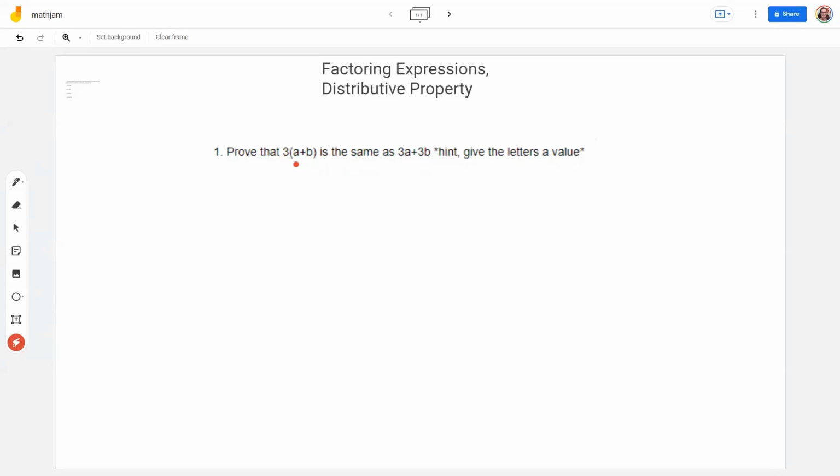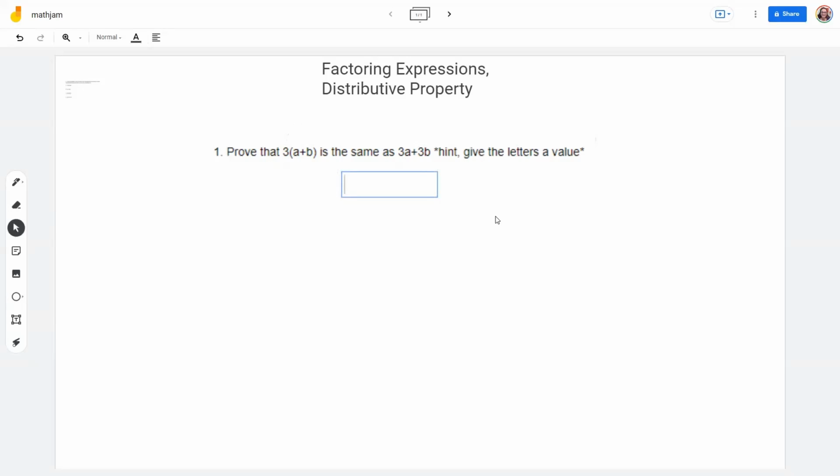Okay, so it looks like we are working with our distributive property first. What that tells us is that we want to take this 3 here and multiply it by a. And just like you've heard me say before, whatever you do to one side, you have to do to the other. So then we're also going to multiply the 3 times b. Now, because we don't know what a and b equal, we can't really go any further than 3a plus 3b unless we give the a and b a value.